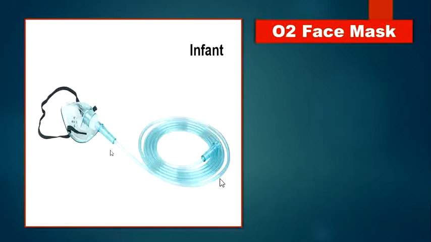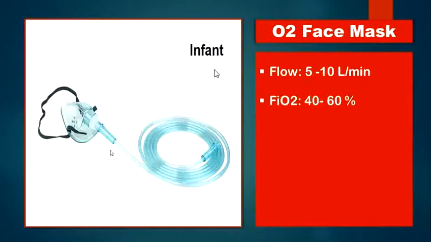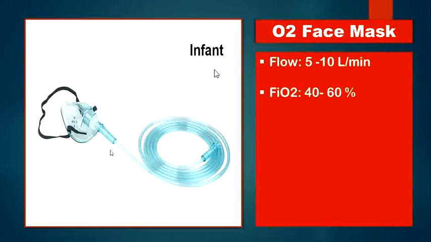What about the side effects, or what about the adverse effects of use of face mask? Interfere with feeding. Yes, very good. Now the flow rate of O2 face mask is about 5 to 10 liters per minute, and this is regarded as an accepted or a high level of flow rate. The concentration given by the face mask may reach up to 60%.